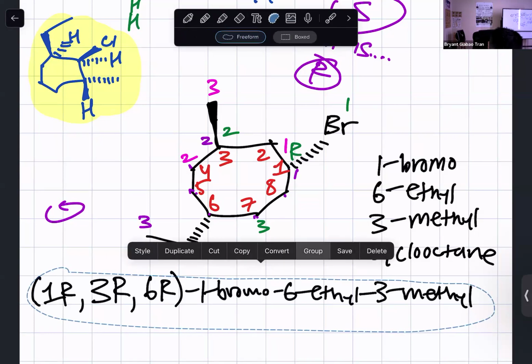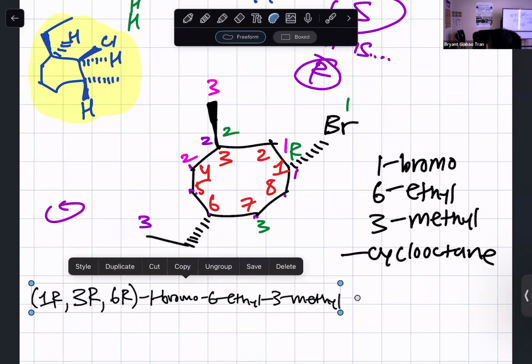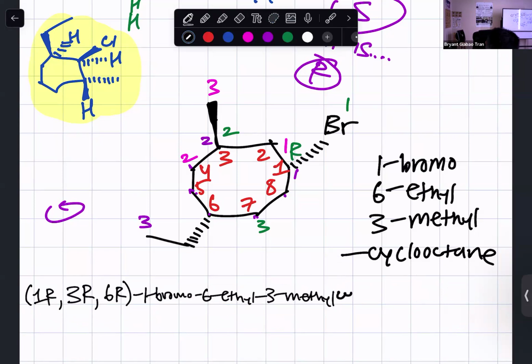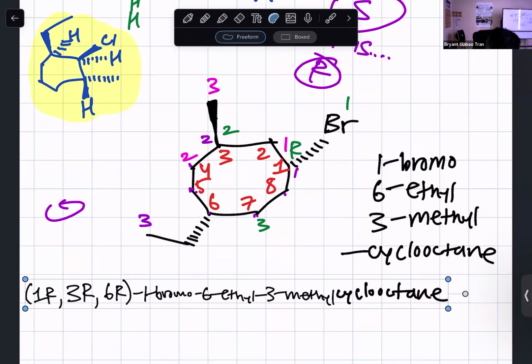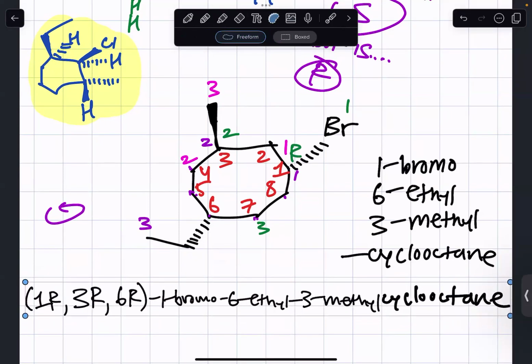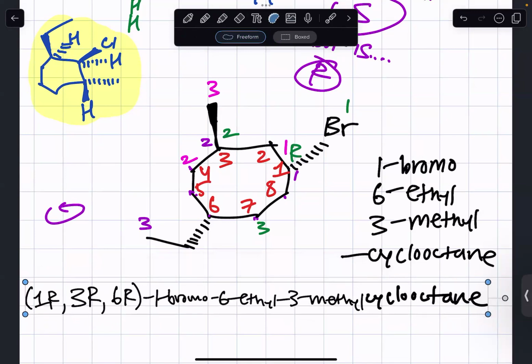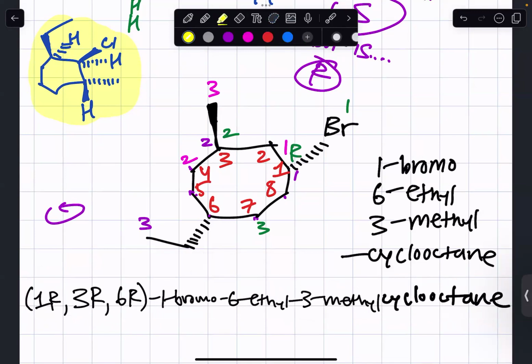cyclooctane. Cyclooctane. Is this what you got, Alicia? No. I started from the methyl.